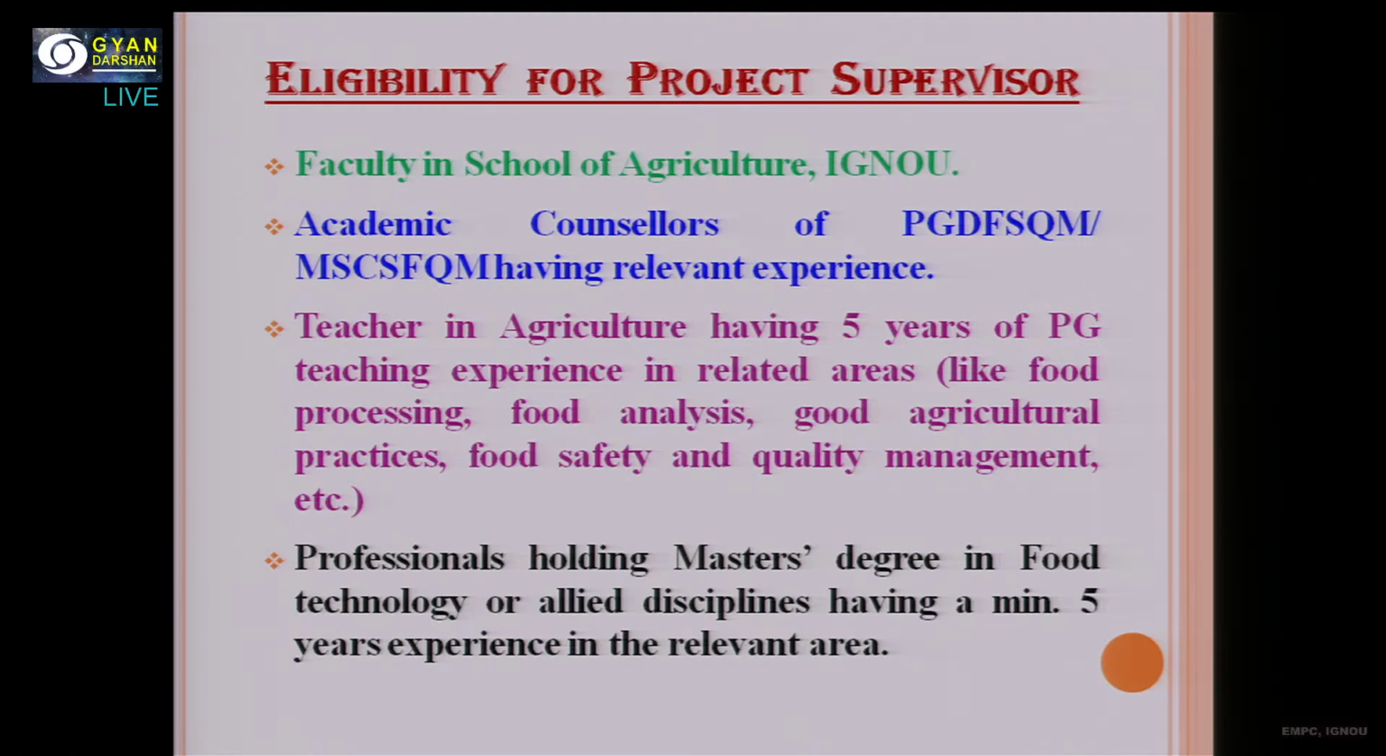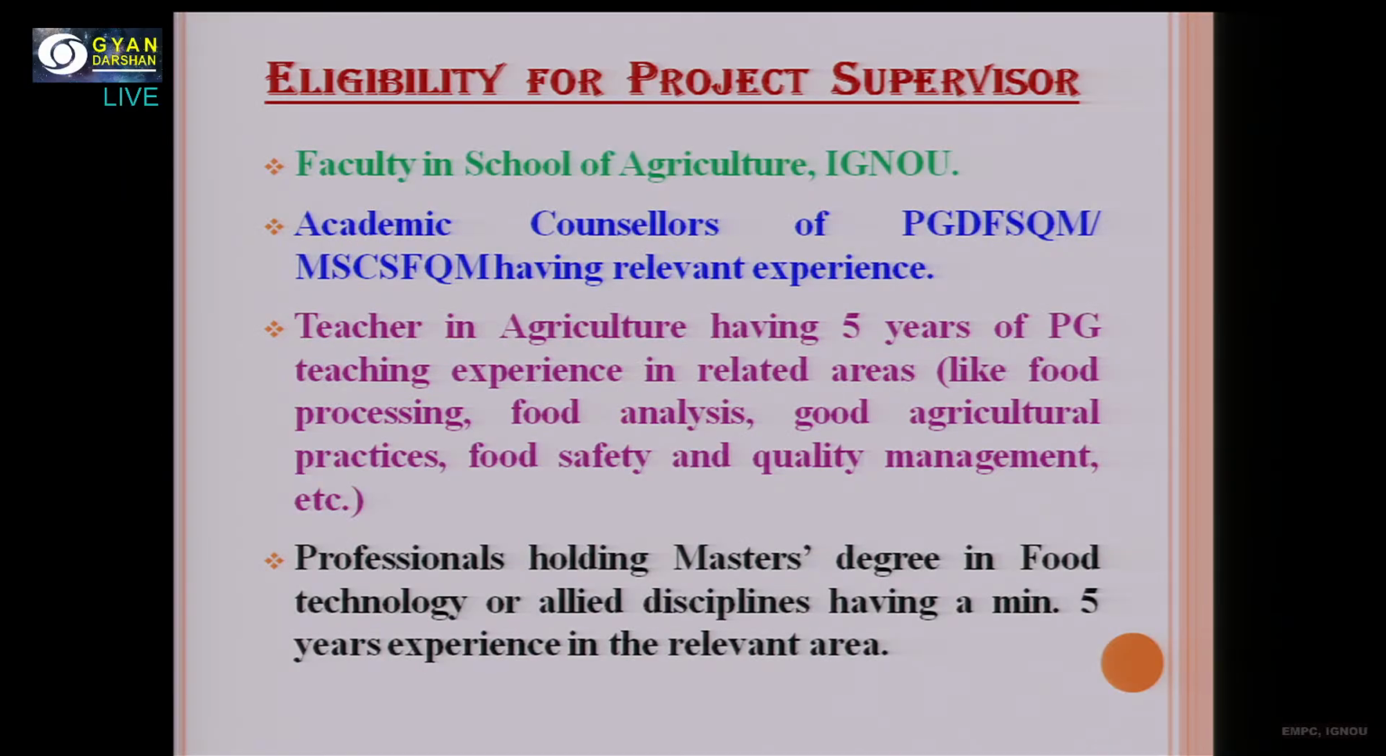Otherwise, you can also take help as a project supervisor from any agriculture university, veterinary university, or dairy university, the teachers who have their PG degree and 5 years of PG teaching experience in related areas. For example, the person should have experience in the area of food science and technology, food processing, quality assurance, food packaging, food testing, quality management, etc.